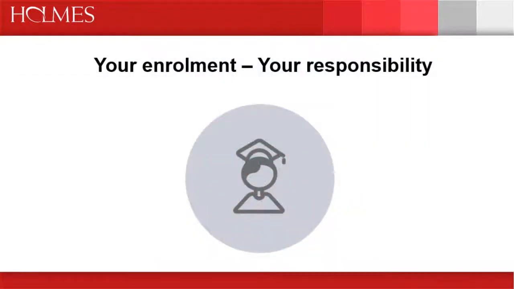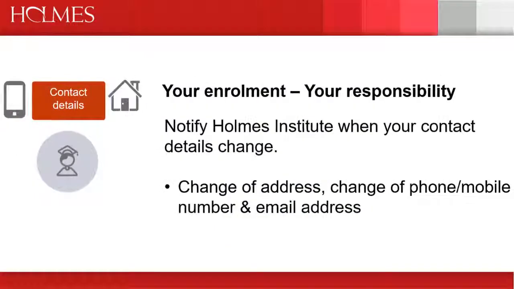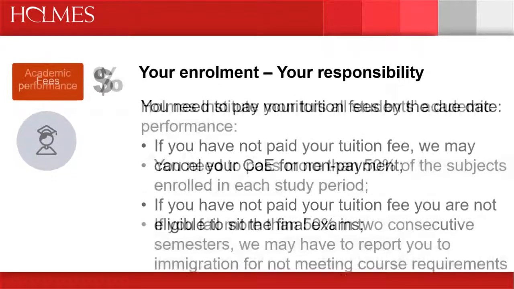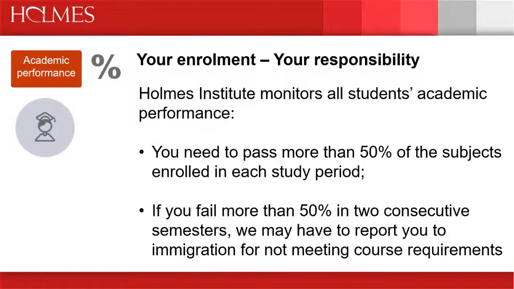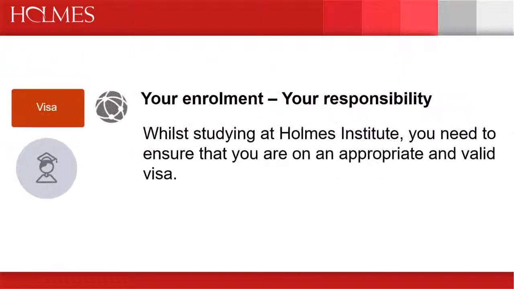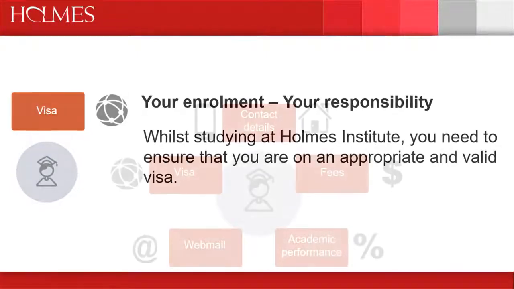There are certain things you must maintain to ensure your enrolment is valid. You must notify Holmes Institute when your contact details change. Pay tuition fees by the due date. Ensure your academic standards meet Holmes Institute requirements. Communicate using Holmes webmail. Ensure you have a valid visa.